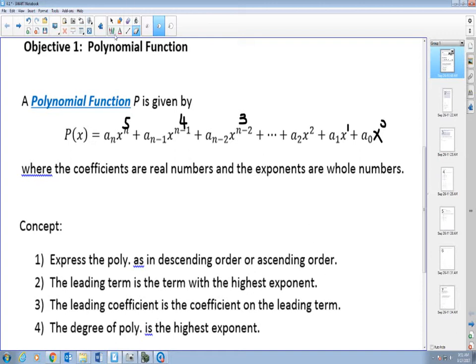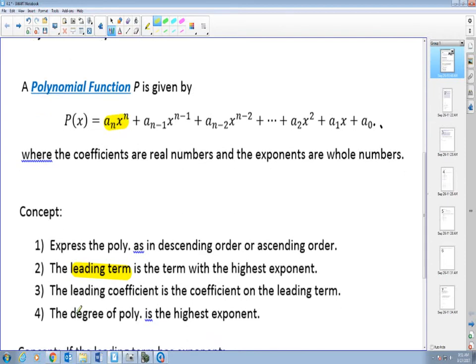What is called the leading term is referring to the term with the highest exponent. So that term has to be at the very beginning. So for right now, my leading term will be a sub n x to the n. The leading coefficient is referring to the coefficient of the leading term.